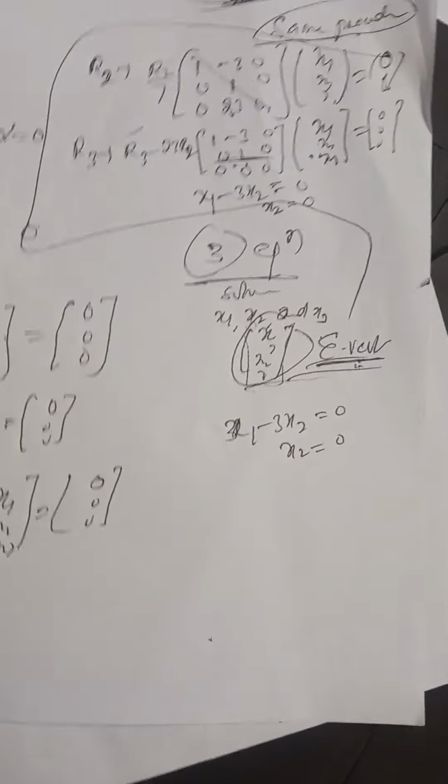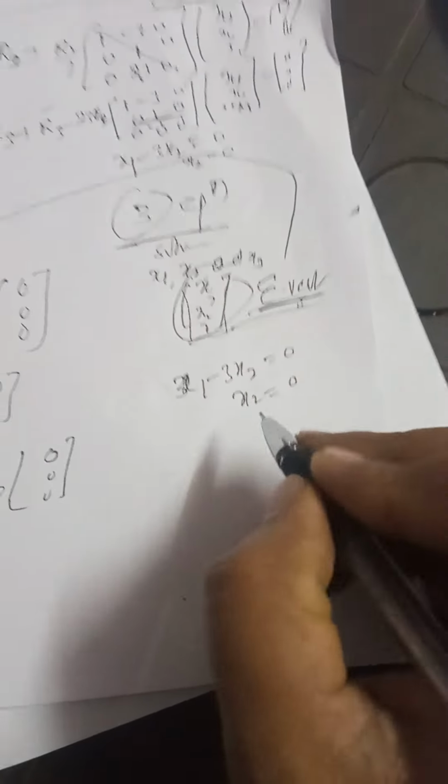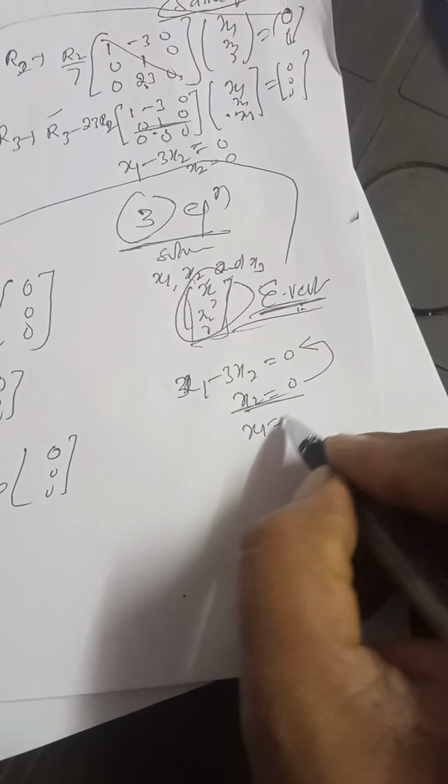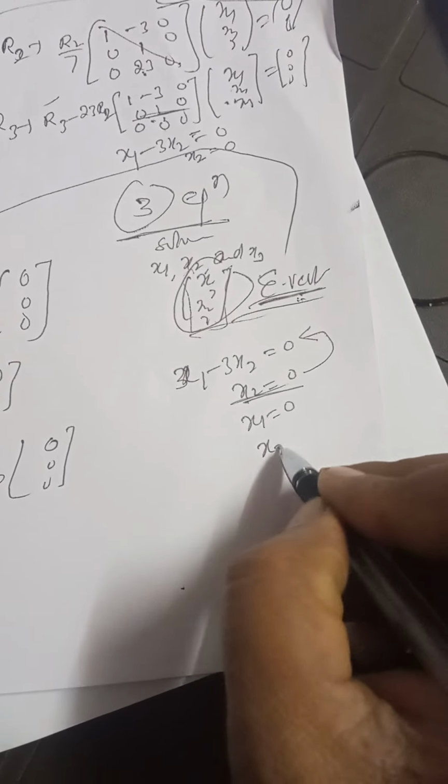See here, x3 is independent. There is no x3 in our equations, right? Now you can solve these equations. x2 is already 0. You can substitute here, and you will get x1 is also 0. x3 is independent. You can take it as k.